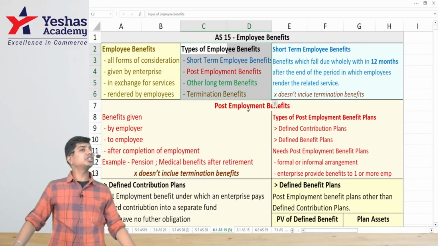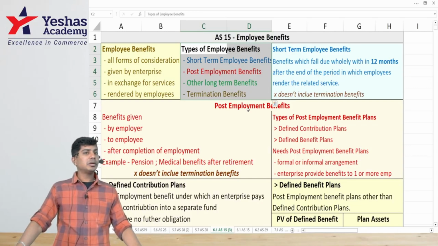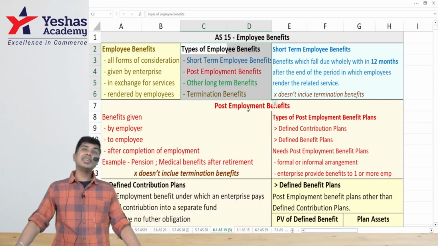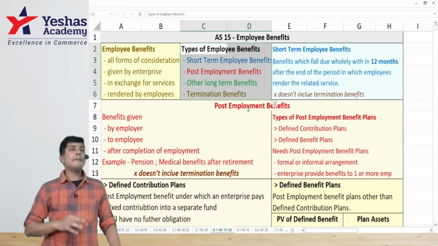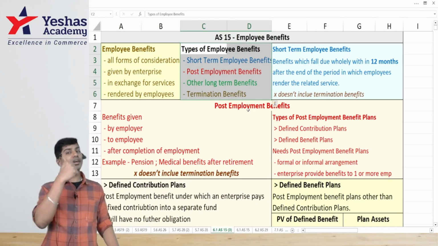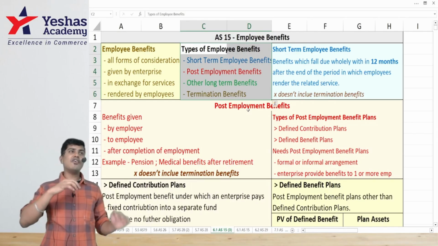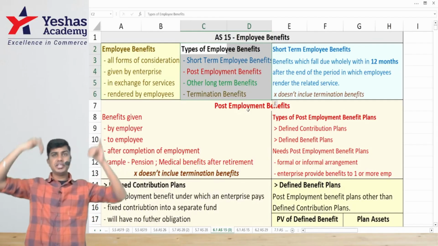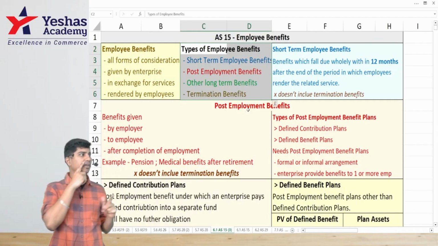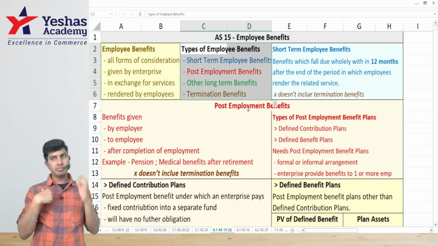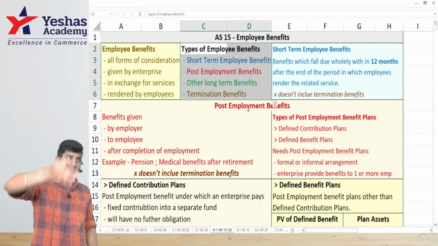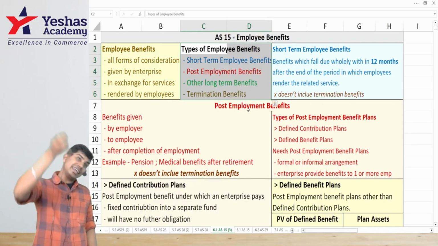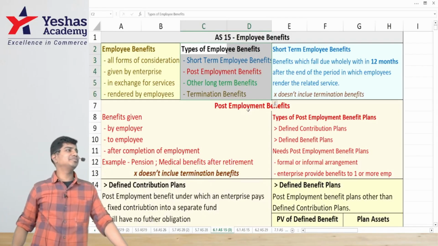What according to you is short-term? Payable within 1 year. Okay, nice. I'll tell you the definition of short-term employee benefits. Any employment benefits payable by the employer for the service taken from the employee within 12 months from the end of the year in which the service is taken.